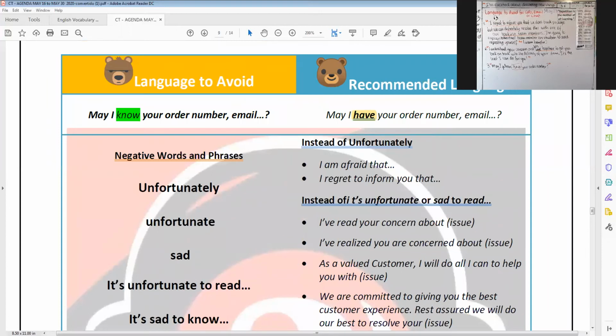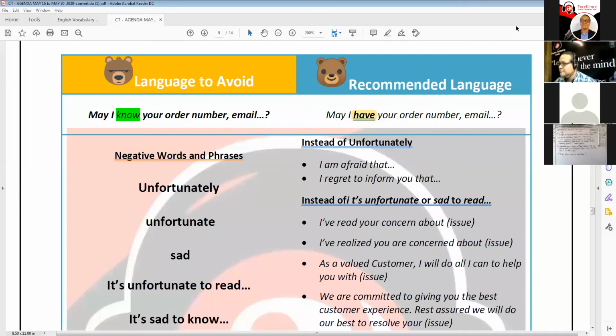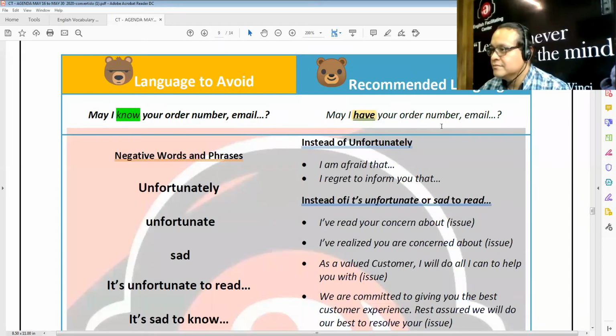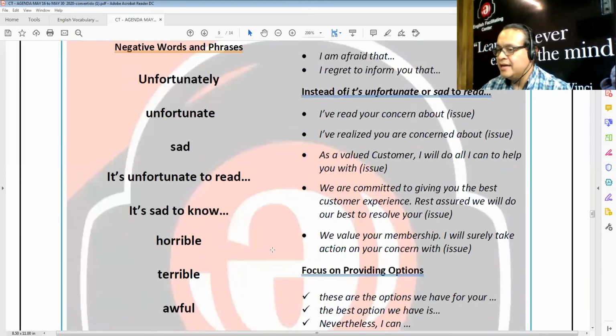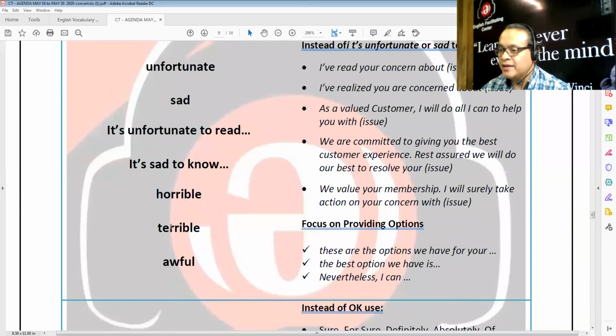Yeah, definitely. I take away to use the new language and avoid the bad language. Like unfortunately, unfortunate, sad, and this. Exactly right. Avoid phrases like these, right? Like horrible, terrible. Okay, perfect. Takeaways, Mario?